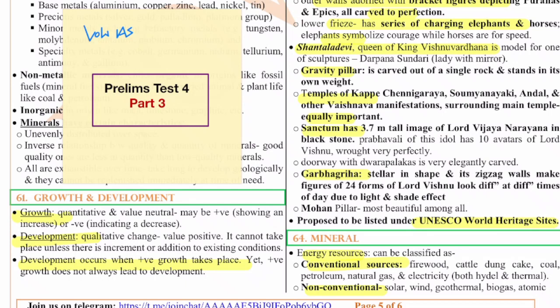Welcome to the discussion of the prelims test series, and this is part 3 of the fourth test where we are going to discuss from question number 61 to question number 100. Now let's quickly begin the discussion.